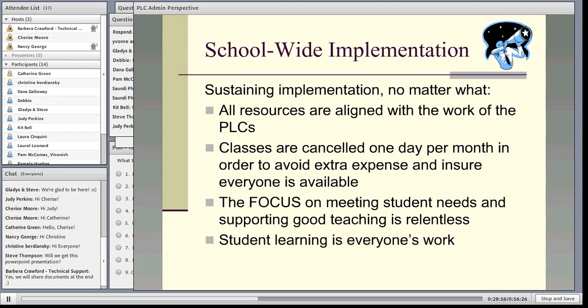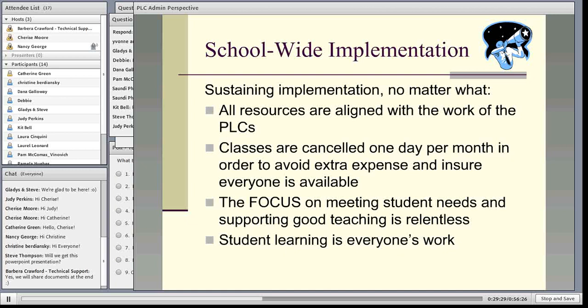When we moved into the mode of being a professional learning community school, we absolutely made sure that all of our resources were aligned with the work of the PLCs. And if you think about that, it actually makes a lot of sense, because what is the work of the PLCs? It's the best instruction and the best learning for the students. So if all of your resources are aligned with the work of the PLC, it means all your resources are aligned with meeting the needs of your students.